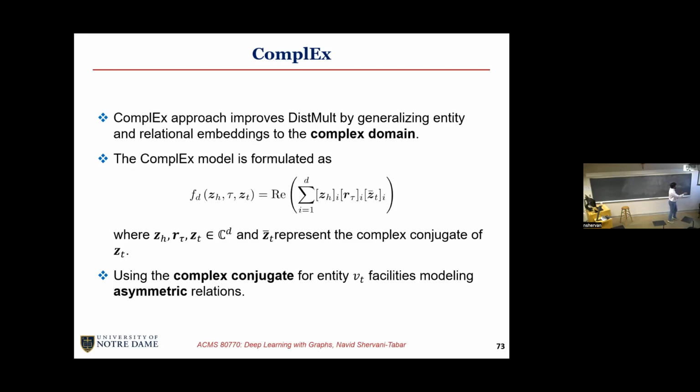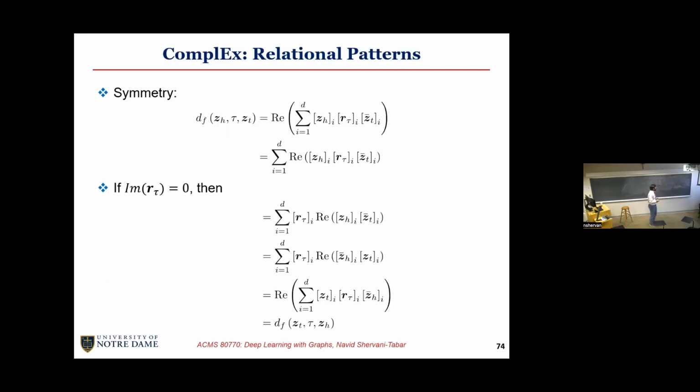So that's it. This is how we define it, and all Z_h, R, and Z_t are defined in the complex domain, on a d-dimensional complex domain. So let's write down this equation to see if it can represent symmetric relations. If I write this equation, I can take the real inside the summation, right? And then if we consider that the imaginary part of our relation embedding is 0, then we can take that out of this real, right? Because it doesn't have an imaginary part.